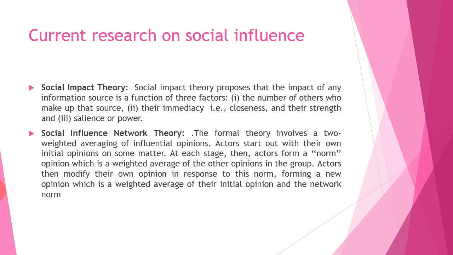Then comes social impact theory. Social impact means any of the number of changes that might occur in an individual due to the presence or actions of others who are real, imagined, or implied. The changes can be physiological, cognitive, emotional, or behavioral. It says that the impact of any information is a function of three major factors. First, the number of others who make up that source. Next is immediacy, which means the closeness or the strength. And the third one is salience, or the power of that information.